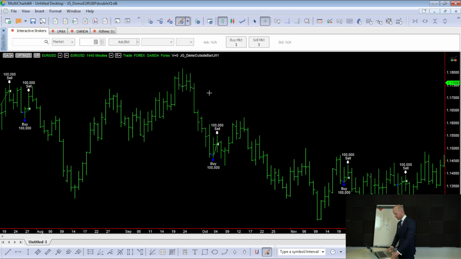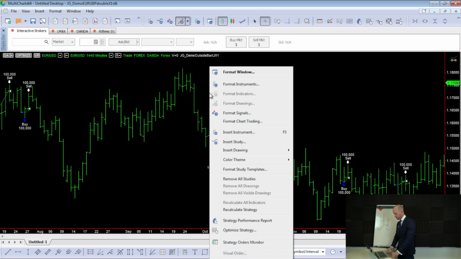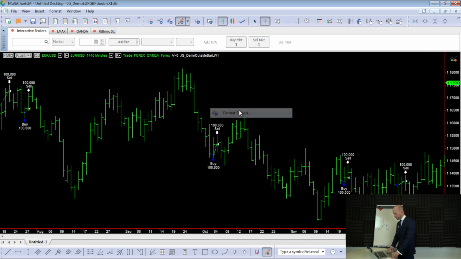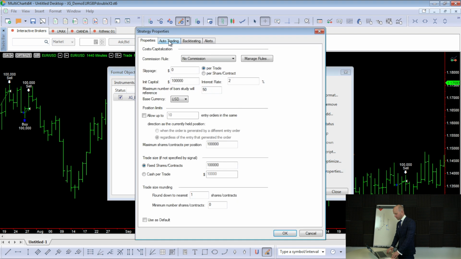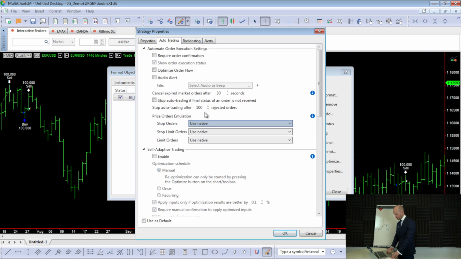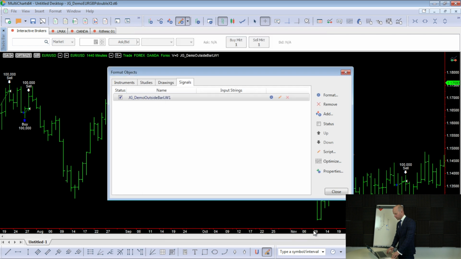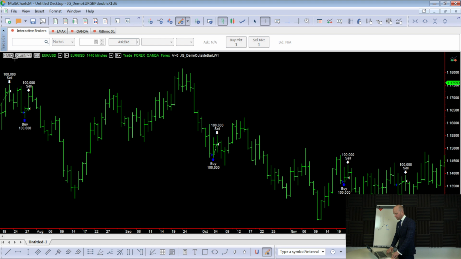And if we want to set up auto trading to have Multicharts trade for us, then we just set that up within the auto trading tab here. Once our broker's connected, we literally just hit the auto trading on button, which is this little button up here, and it will trade for us as the trades occur.